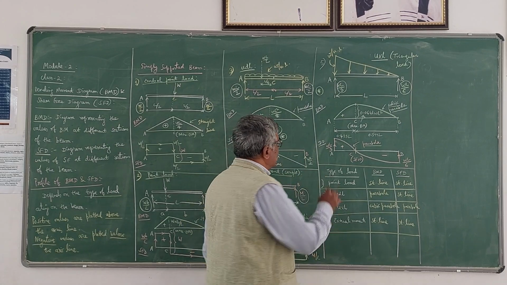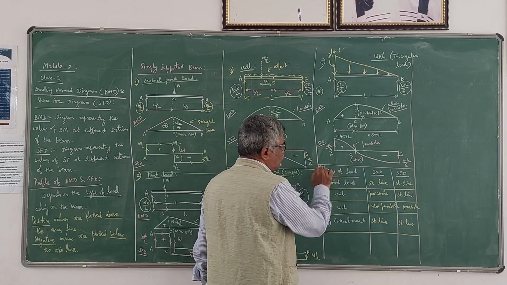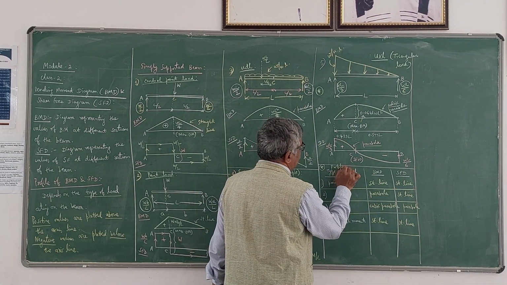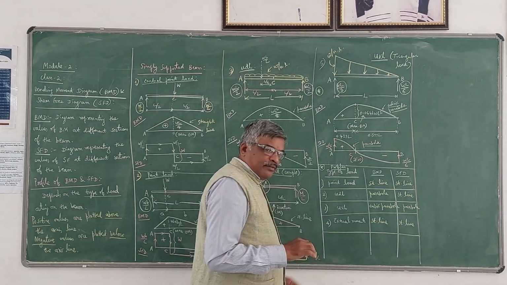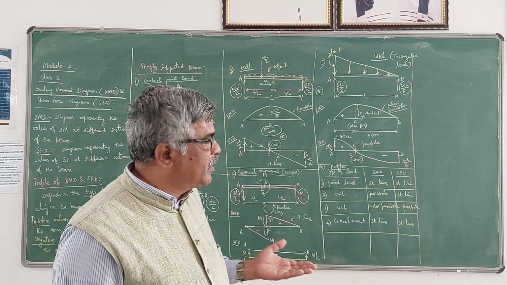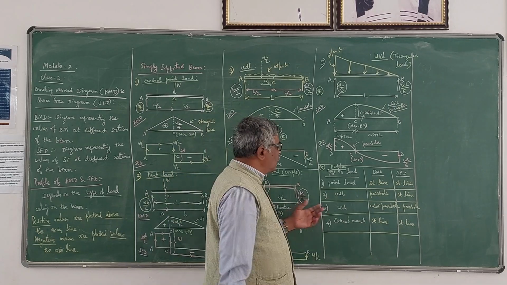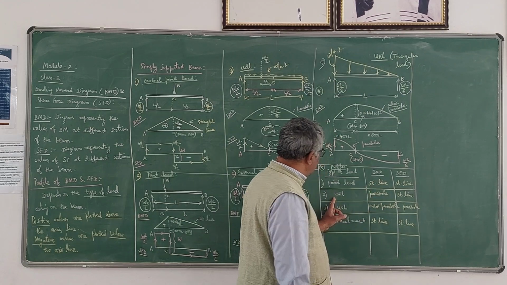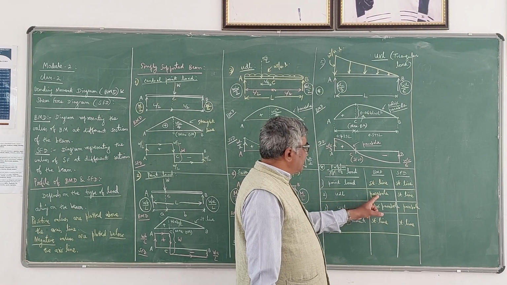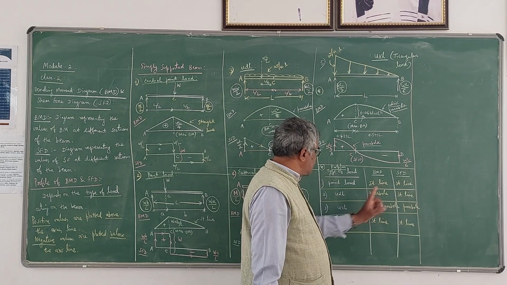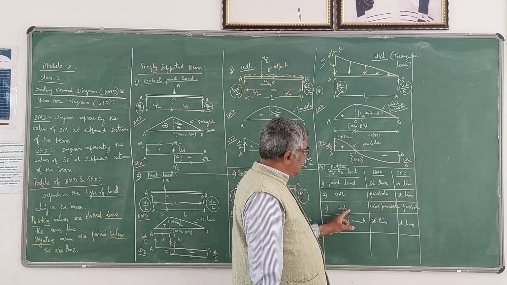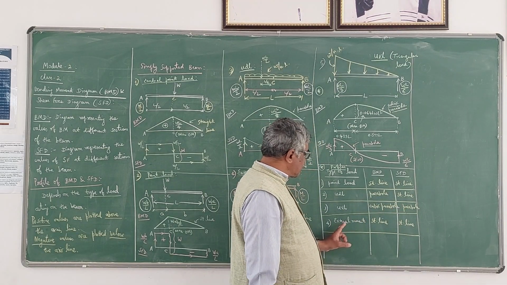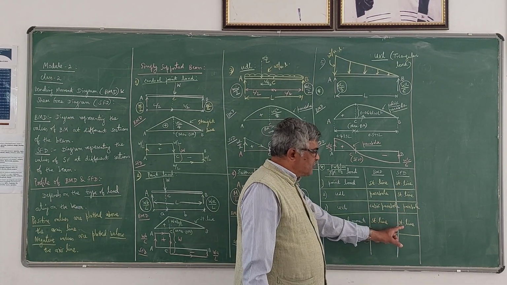Now I have given here, lastly, the different profiles of BMD and SFD for different types of loads. Whether it is a simply supported beam or cantilever beam, the profile depends only on the type of load. If it is a point load, bending moment diagram is a straight line, shear force diagram is a straight line. If it is UDL, uniformly distributed load, bending moment diagram is a parabola, shear force diagram is a straight line. If it is a triangular load or UVL, then bending moment diagram is a cubic parabola, shear force diagram is a parabola. If it is an external couple or a moment, bending moment and shear force diagram both are straight lines.